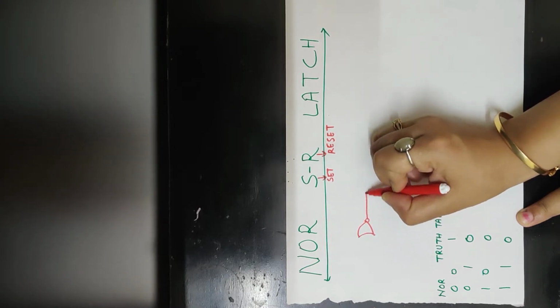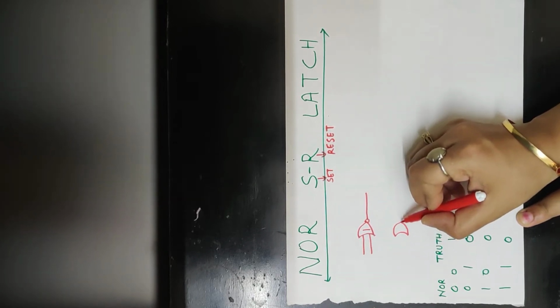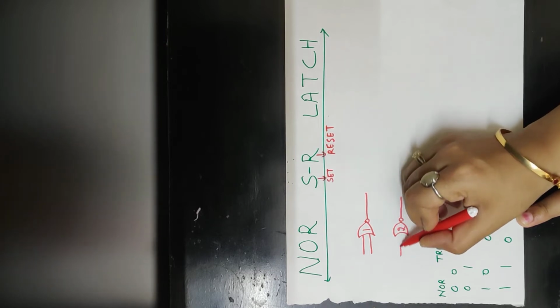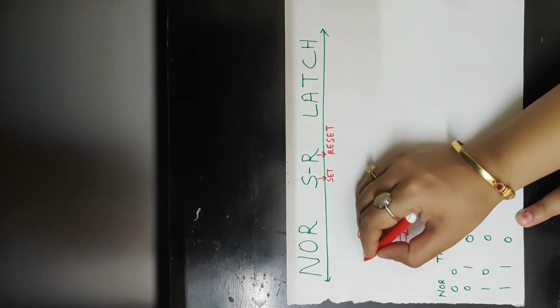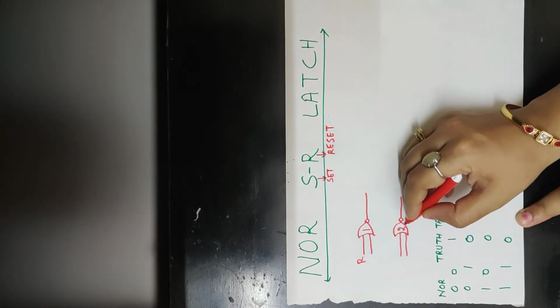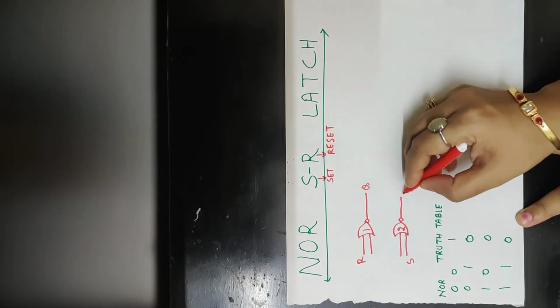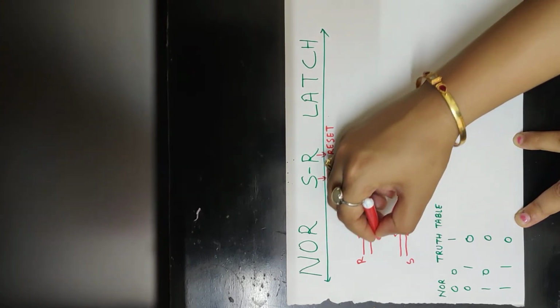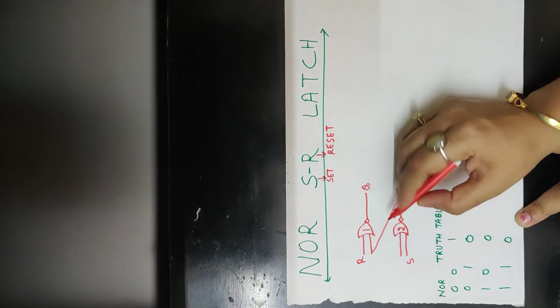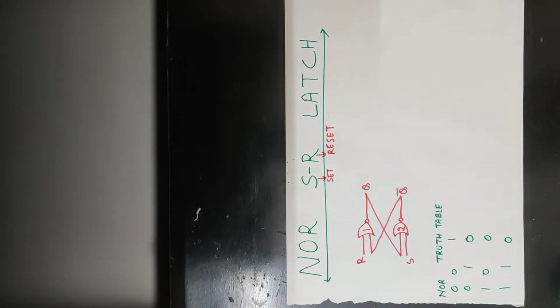So we are taking two NOR gates. This is NOR gate 1 having two inputs, and this is NOR gate 2 having two inputs. Clear? For the NOR gate 1, one input is R. For the NOR gate 2, one input is S. Output of the NOR gate 1 is Q. Output of the NOR gate 2 is Q bar. The feedback connection will be provided by Q bar connecting to one of the inputs of gate 1, and Q is connected to one of the inputs of gate 2. So this is the circuit diagram of the NOR SR latch.